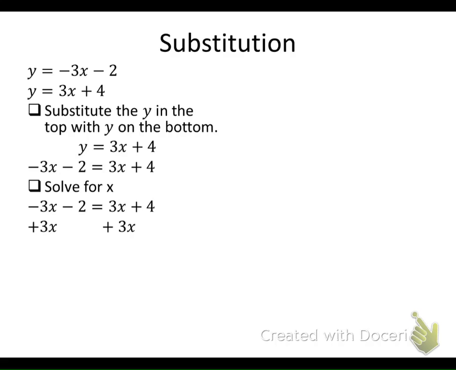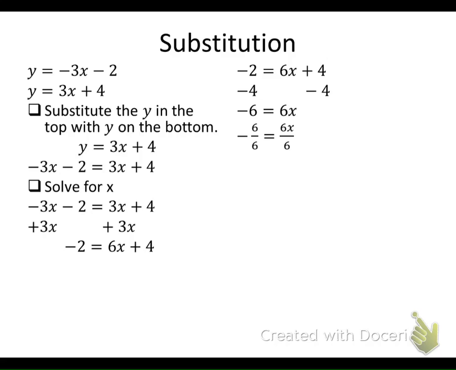I'll add a 3x to both sides. Okay, I can't get rid of that x by just subtracting a 3. I have to add 3x to get rid of that negative 3x. Okay, now I've got a 4 on the same side. It's a positive 4, so I'll subtract it. Okay, now I've got 6 times x. Opposite of times is division. I'll divide by 6. Ending with x equals negative 1.